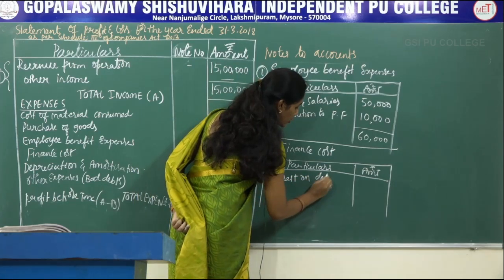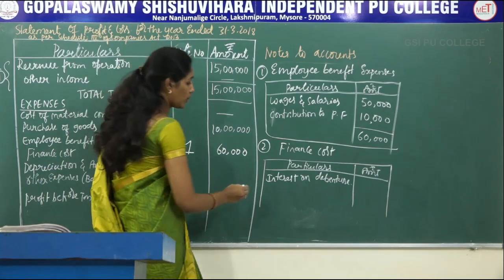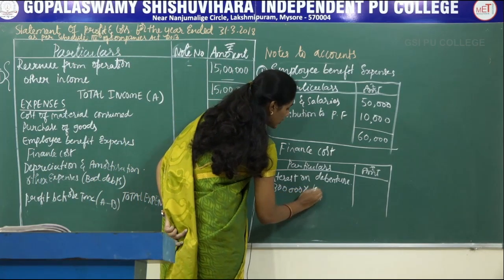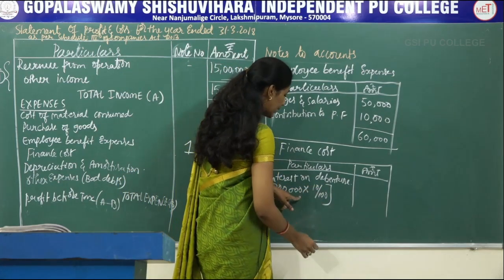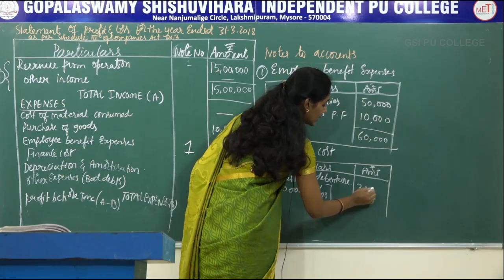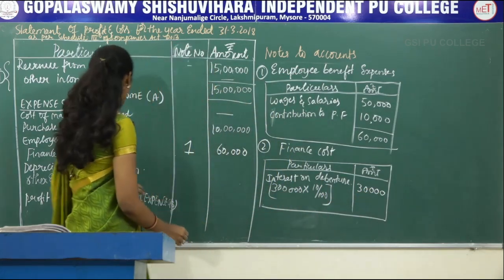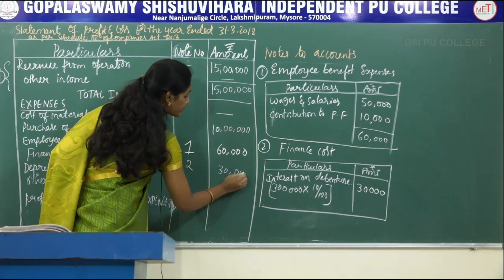on debenture. What is the actual amount of debenture? That is rupees 3 lakh. 3 lakh into what is the rate of debenture? They have already mentioned 10%. 3 lakh into 10%, you will get 30,000. This will become the finance cost. So finance cost, note number 2, 30,000.